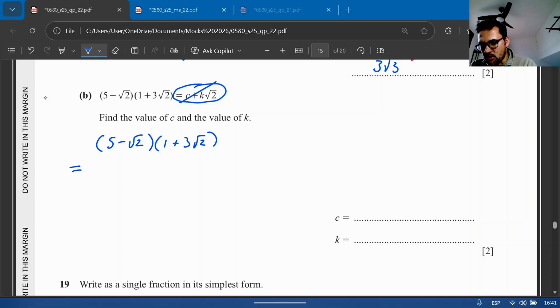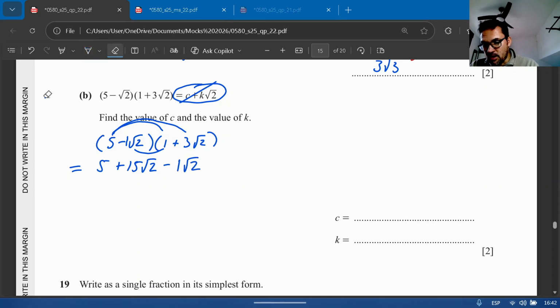Let's expand the brackets. 5 times 1 is 5. 5 times 3 root 2 is like 3x. 5 times 3x will be 15x. So 5 times 3 root 2 will be positive 15 root 2. Then you can imagine there's a 1. Minus 1 times 1 is minus 1 root 2. Don't have to put that 1 there, but if you do, it's not wrong. Okay, and then the last one, now let's be careful here.